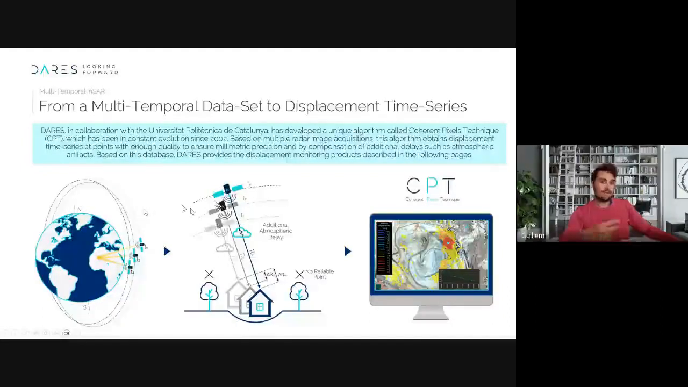So with this bunch of images, which usually are a minimum of 20 images, we can create a model of displacement, increase the accuracy of our measurements, and get rid of the other parts of the fringes of the phase, and just leave the displacement.